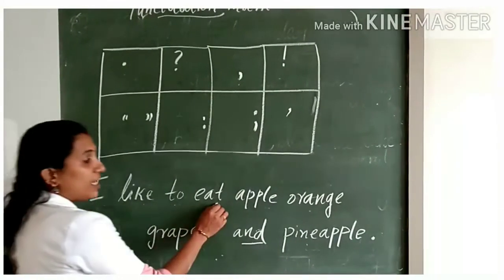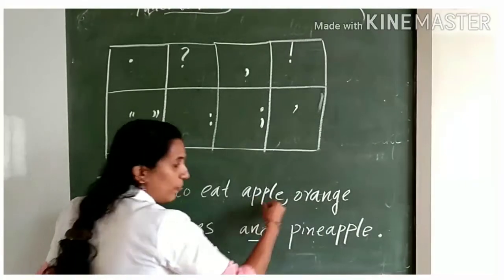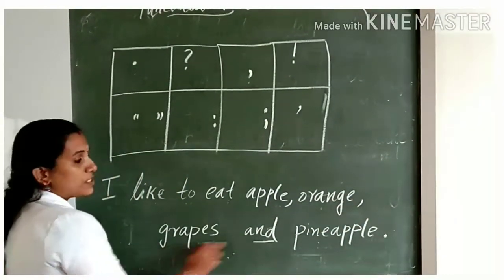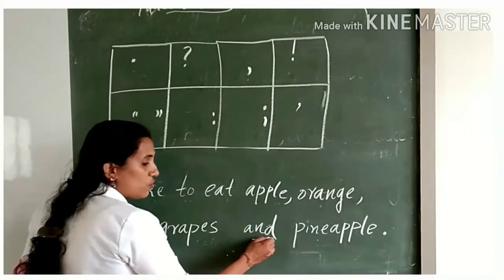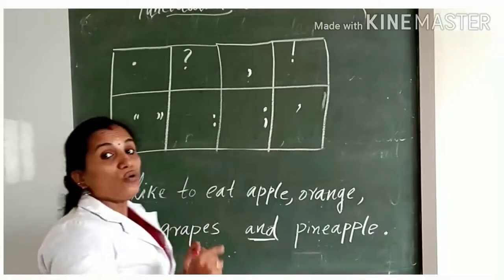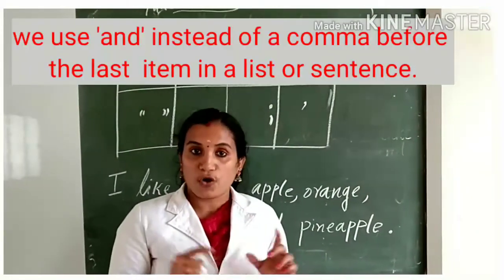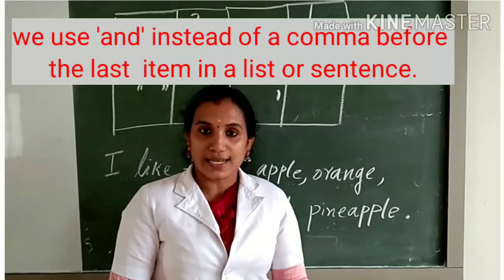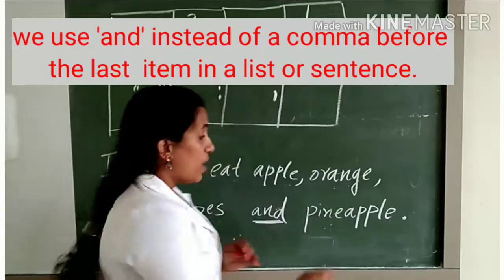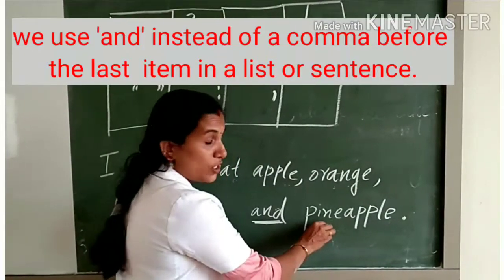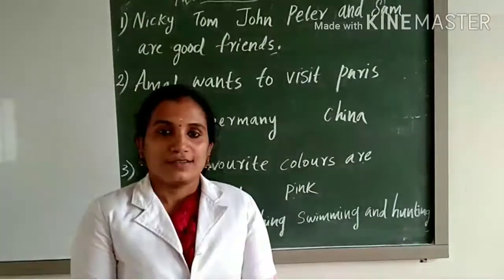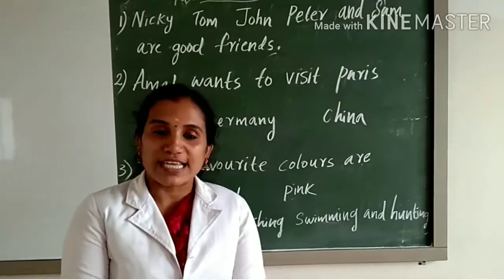I like to eat apple, comma, orange, comma, grapes and pineapple. Here we use and. We use and instead of comma before the last item in a sentence. Here pineapple is the last item. Before the last one we use and. Now let's discuss some more sentences.